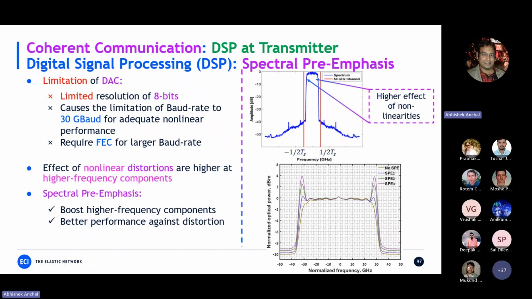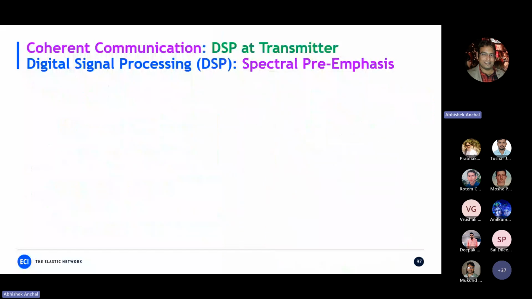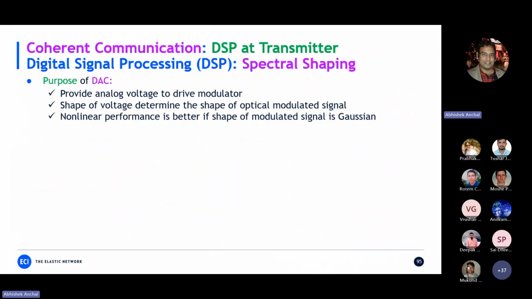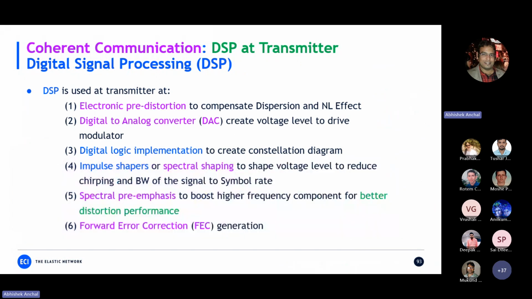Maybe I will discuss next time how it affects the nonlinearity and how it affects the filter performance. There are DSPs used in the transmitter as well. I discussed some of them there, but here I will discuss in more detail in the next session.